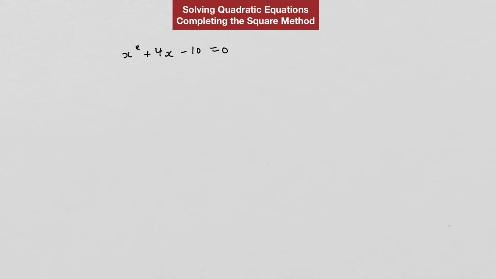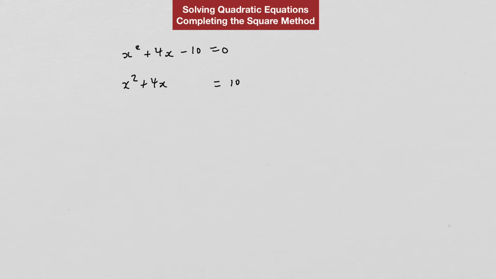Okay, to be able to apply the completing the square method, the first thing we need to do is to move this negative 10 to the other side of the equation. Okay, now think about how do we do that? If this is negative 10, to move it to this side, we have to add 10 to both sides. And when we do, we get x squared plus 4x is equal to 10.